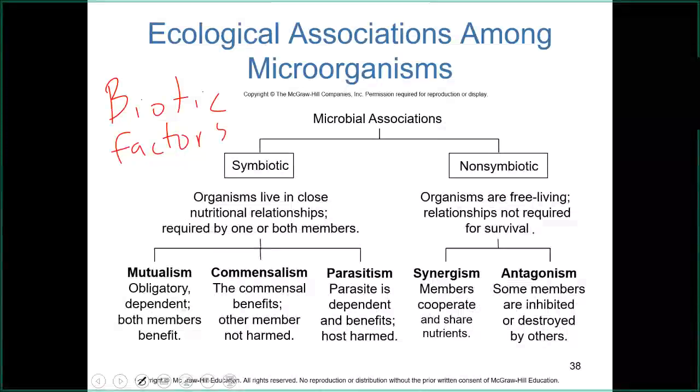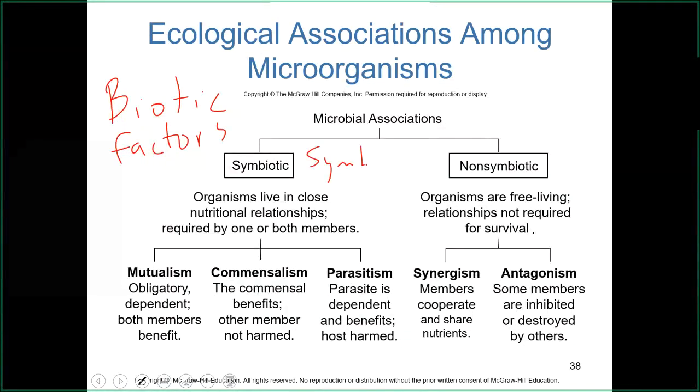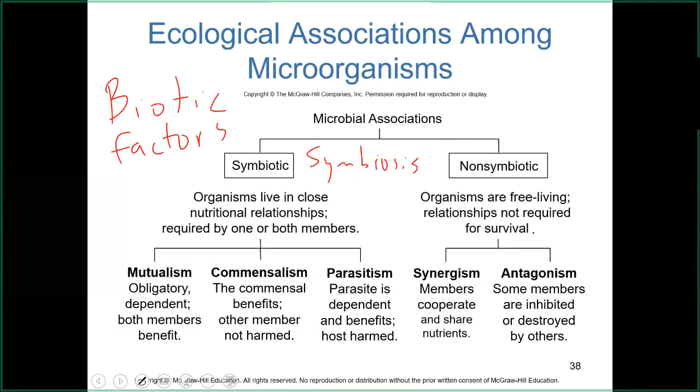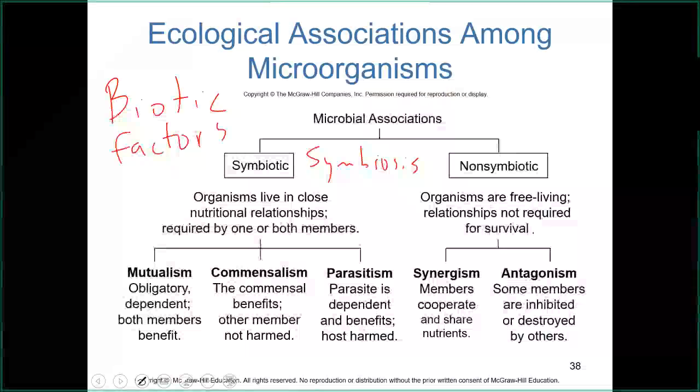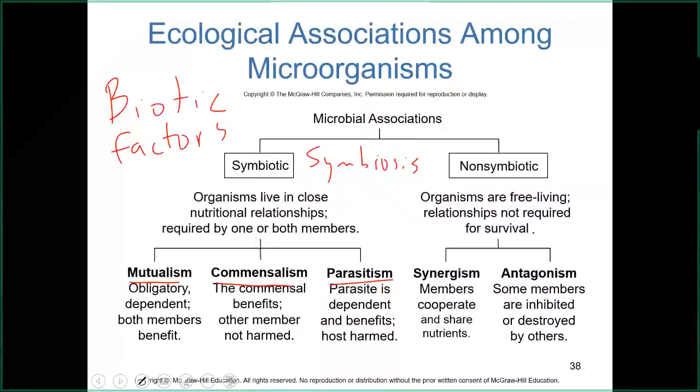Okay, and so those can be symbiotic or non-symbiotic kinds of relationships. So the word symbiotic comes from the word symbiosis, which means living together, right? So organisms that live in close relationship with one another are interacting in a symbiotic way. And they fall into these different categories. We've got mutualism, commensalism, and parasitism. I think I've talked about before how we can represent these with symbols.